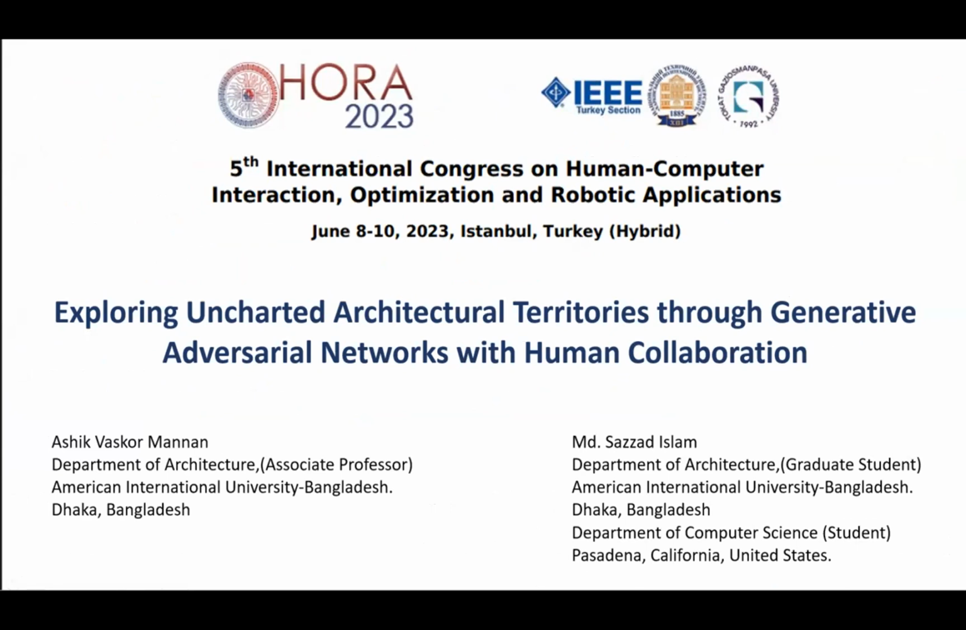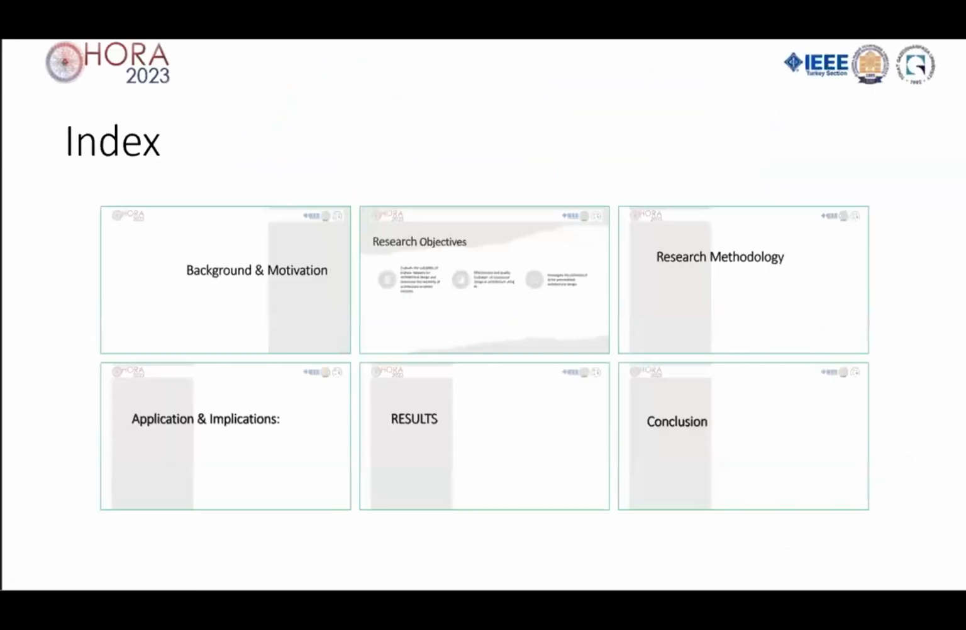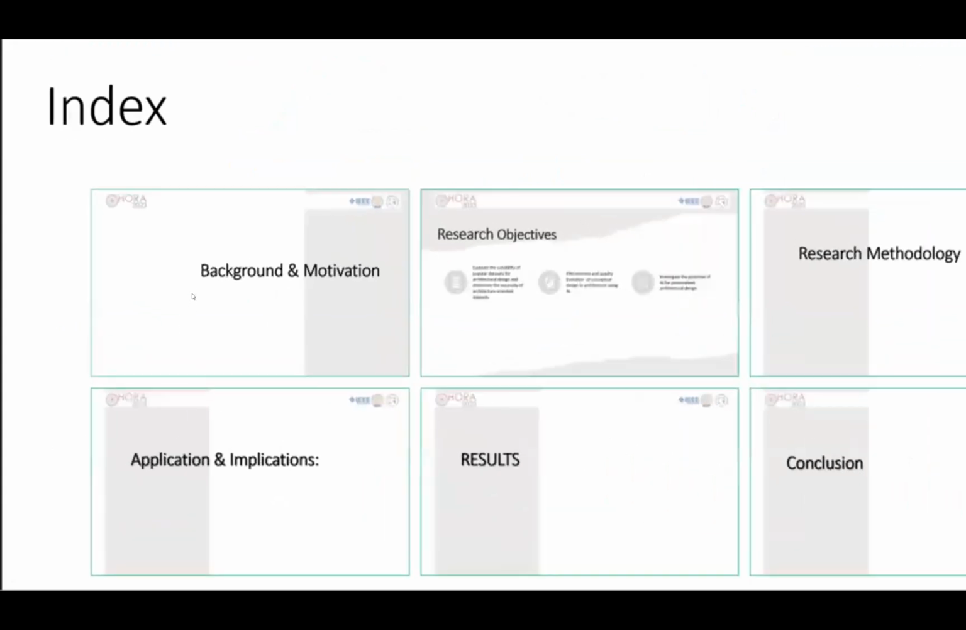Good evening, everyone. It is a great pleasure and excitement that I'm here to share our research exploring uncharted architectural territories through generative adversarial networks with human collaboration. My name is Sajjad Islam. I am an architect and a student of computer science at University of the People. This research is conducted by me and my partner Ashik Bhaskar Mannan, who is an associate professor at American International University, Bangladesh. So here is the index of what I'm going to cover in my presentation. Let's start with the background and motivation.